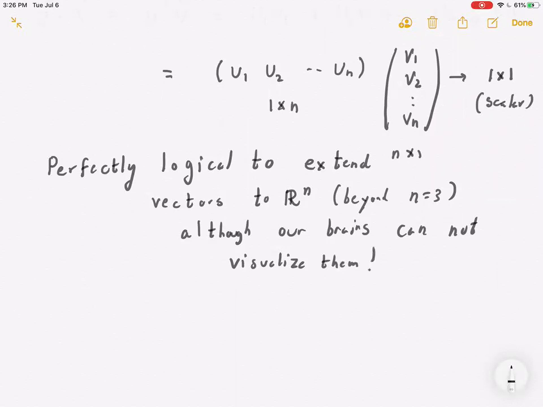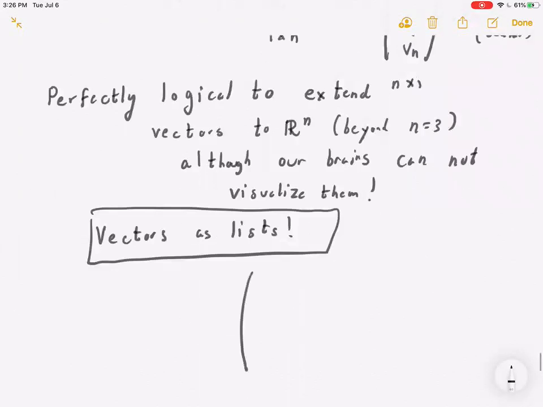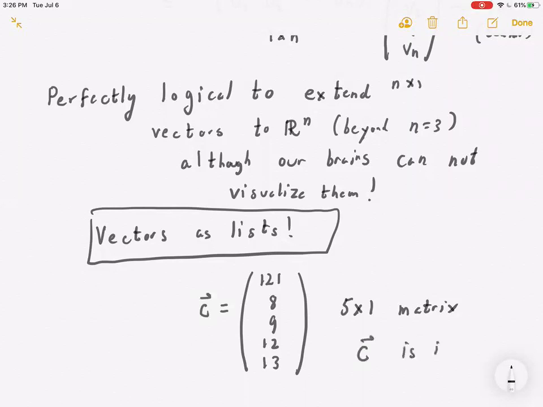Now, if that doesn't give you comfort, there's a fallback position. The fallback position is always to look at vectors as lists of numbers. And if you're writing down lists, you're not confined to 3 elements in the list, 3 components in the vector. In this case, I have a 5 by 1 matrix. This vector, which we'll call C, is in 5 dimensions. It exists in 5 dimensions.